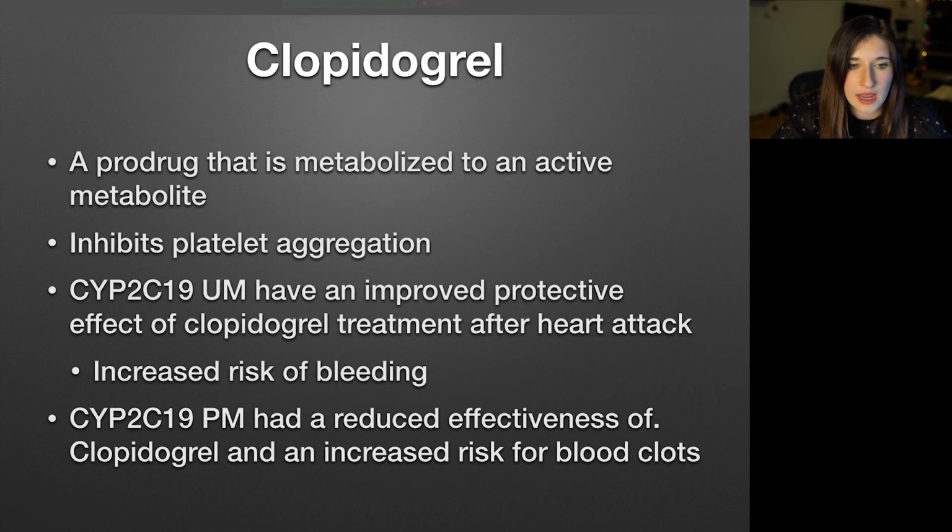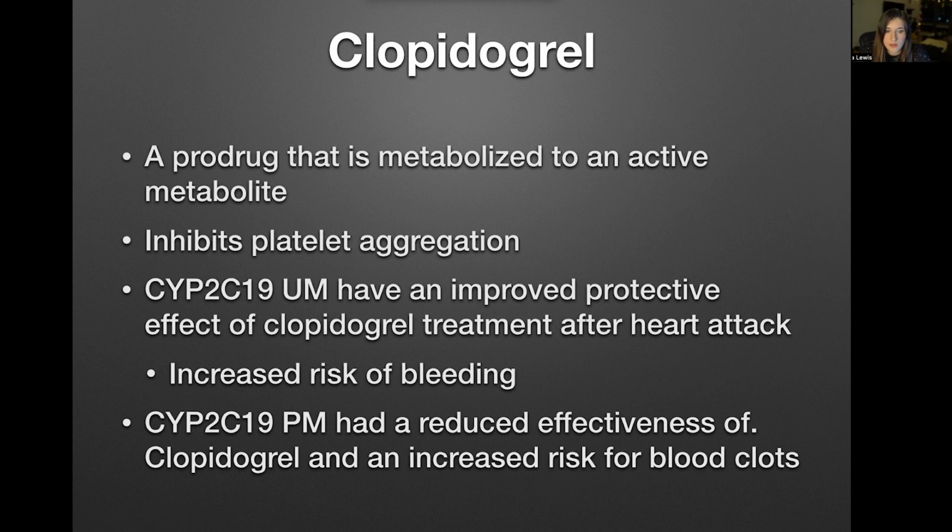The last drug that I'm going to talk about is clopidogrel. It is an inactive drug, a prodrug that is metabolized to an active metabolite, and this inhibits platelet aggregation, so it helps with clotting. In this case, this is the CYP2C19 gene, and an ultra-rapid metabolizer will have an improved protective effect of clopidogrel treatment after a heart attack, which will then increase their risk of bleeding.